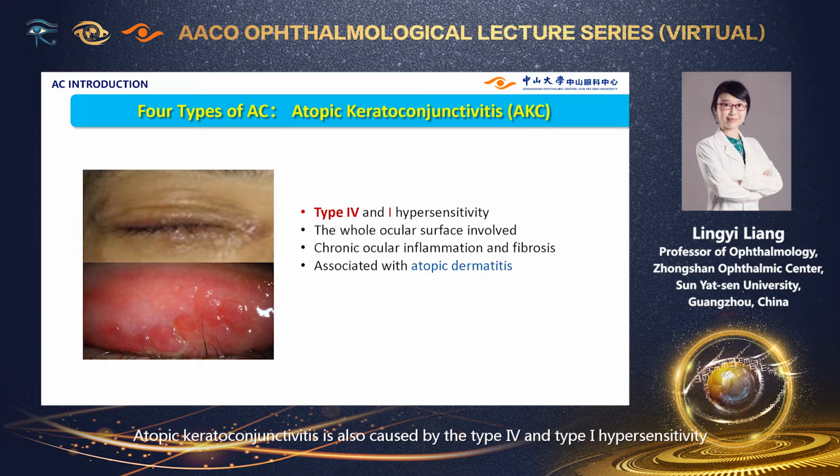Atopic keratoconjunctivitis is caused by type 4 and type 1 hypersensitivity. Patients with atopic dermatitis often also have atopic keratoconjunctivitis. The symptoms and signs are a burning sensation, mucoid discharge, eye redness, and photophobia. The whole ocular surface may be involved, with chronic ocular inflammation and subconjunctival fibrosis.